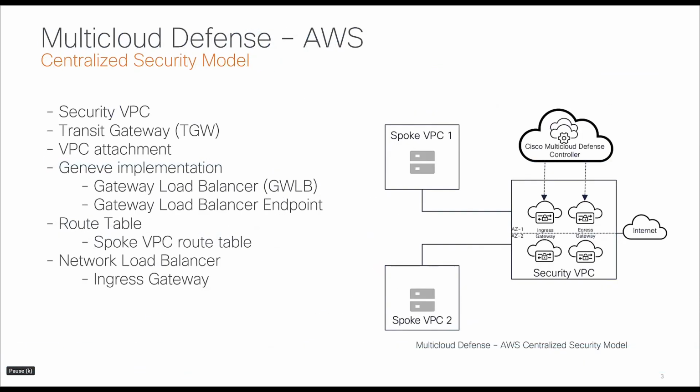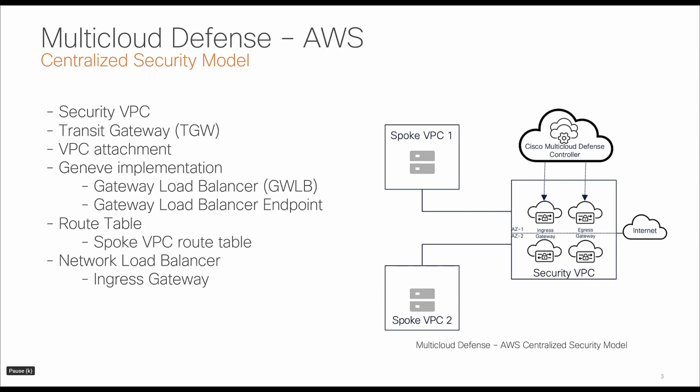Now, before I talk about the centralized security model of AWS, it is really important to understand what the centralized security model is. In the centralized security model, instead of deploying gateways in each application VPC, we create a dedicated security VPC, and inside of that security VPC, we deploy our gateways. Those gateways can be Ingress gateways for protecting your inbound traffic, or Egress gateways for your egress traffic and east-west traffic.